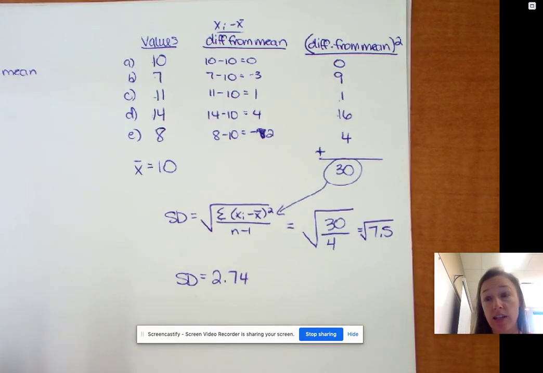Now, I do everything to 2 decimal places in biology. We don't do sig figs. I don't even remember the sig fig rules. So I do everything to 2 decimal places.